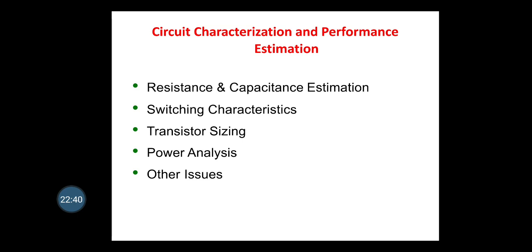Metal wire resistance may or may not be important depending on the length. Polysilicon gate resistance may or may not be important depending on the length of the poly line. But the resistance and capacitance estimation is important, as well as switching characteristics, transistor sizing, power analysis, and other issues. So for circuit performance, all these performance estimations should be done for the circuit output.